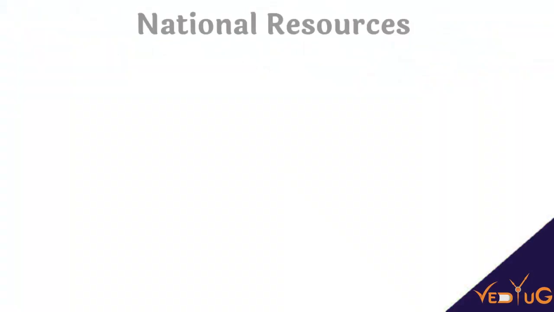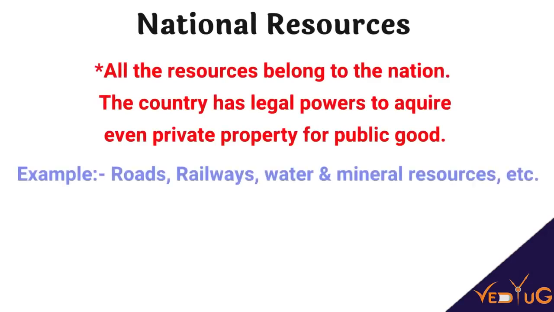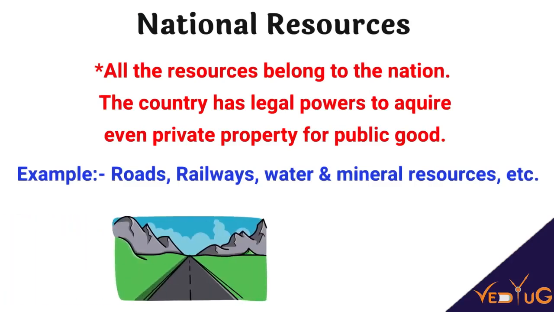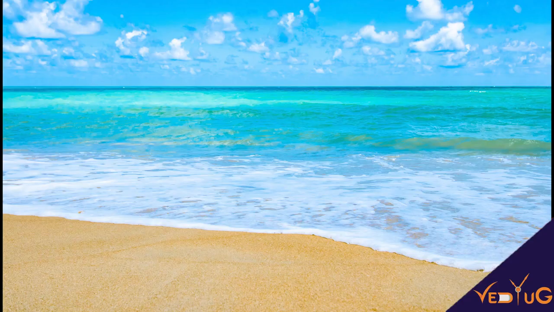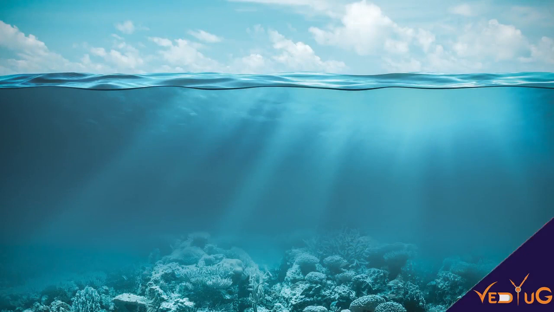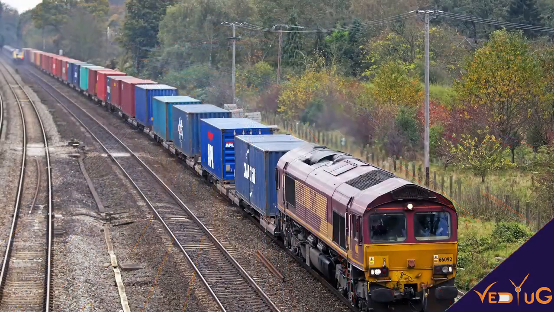Now the third type of resources is national resources, and these resources belong to a particular nation. So the nation has legal power over the property for public good. For example, minerals, wildlife, land within the political boundaries and also the oceanic area up to 12 nautical miles from the coast of that country. Now 12 nautical miles is 22.2 kilometres. This oceanic area is termed territorial water and this water belongs to a particular nation. Examples of national resources are roads and railways.